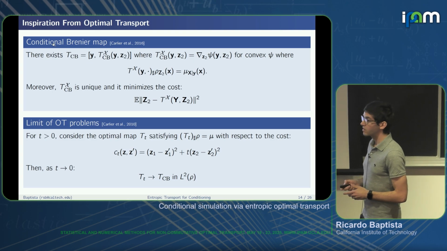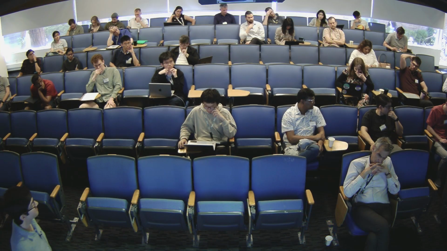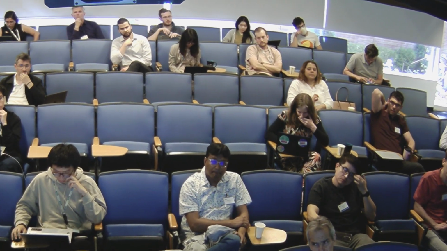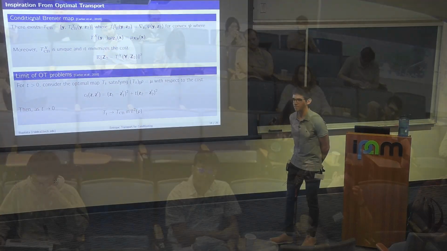So what we propose... That's a quick question. Yes. So this convex potential is jointly convex in Y and Z2, or just in Y? No, it's just in Z. Just in Z, sorry. Yes, correct. Okay.